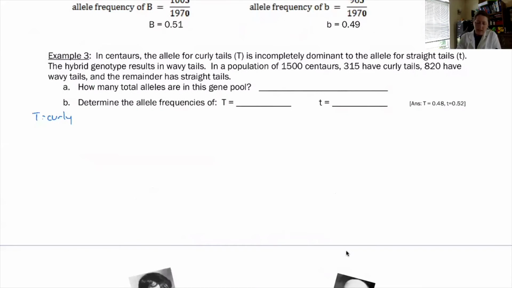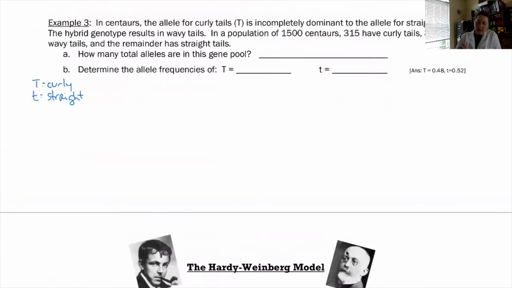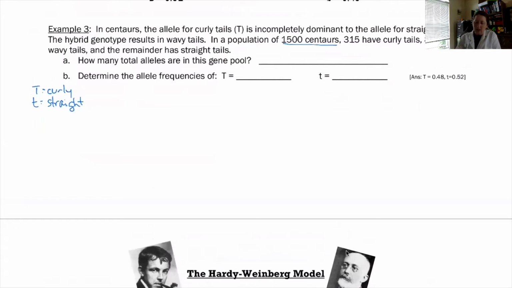And straight tails are lowercase t. All right. So we have a population of 1,500 centaurs, so that's going to be our total population. We have 315 that have curly tails and 820 that have wavy tails. All right, so how many total alleles are in this gene pool? So we don't really need too much of a calculation here.